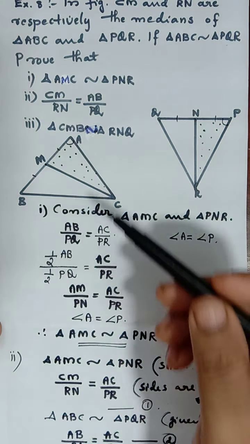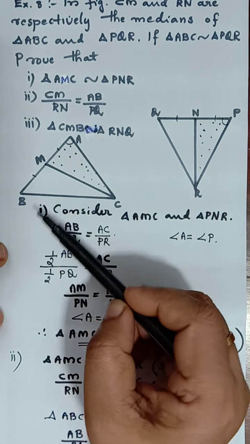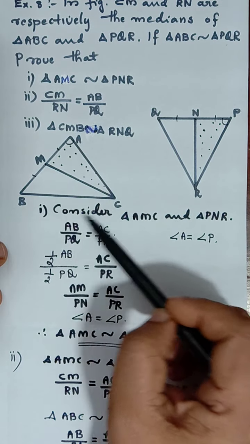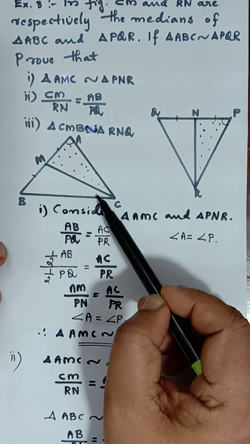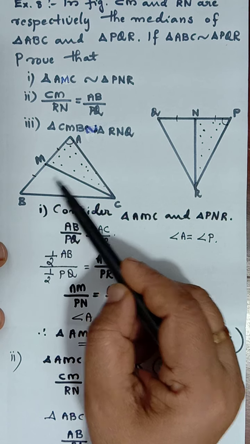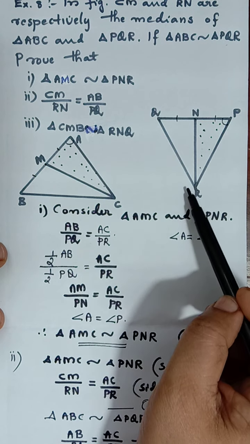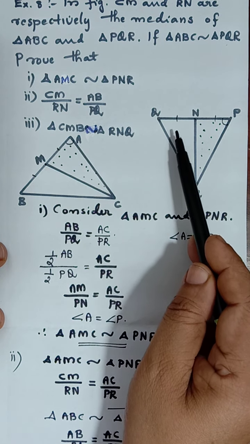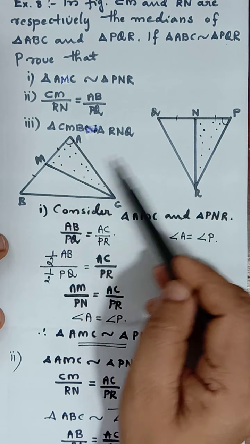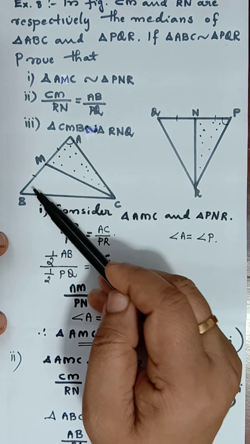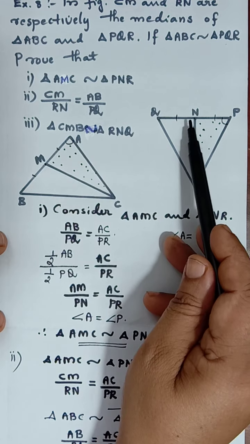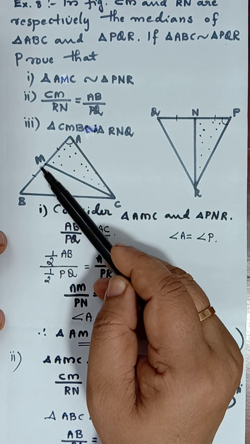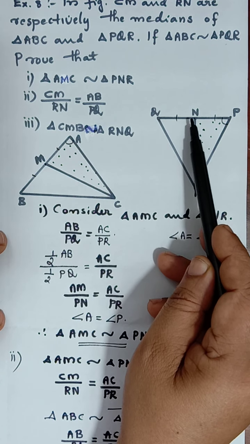For the third point, it is very simple. Look at the triangle CMB. Triangle CMB, this is the unshaded one. Triangle RNQ is also unshaded. How do we say that these two triangles are similar? Already I have marked the midpoints M and N. Therefore, BM by QN.